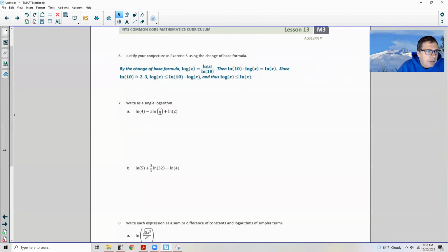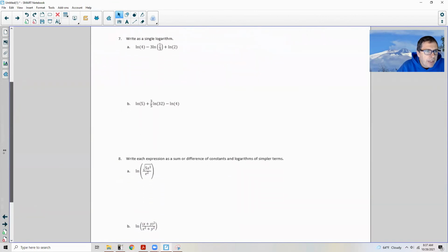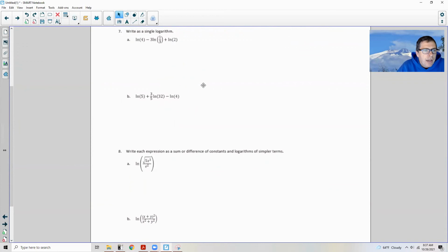So now it says write a single logarithm. Now we're going to have combinations. We have sums, we have differences, and they want us to write a single logarithm. Okay, so what we're going to do here is the natural log of 4 is going to stay the same. So it's going to be ln of 4. Okay, but this minus here, if I get rid of that minus and make it a plus, we're taking the reciprocal of 1/3, which is 3. So it's going to be plus the natural log of 3. And this 3 is going to be the power, which is 3 cubed. And then it's going to be plus the natural log of 2.